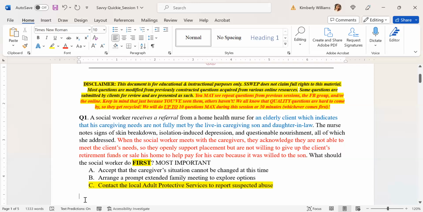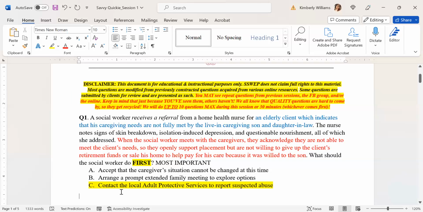Okay, so now I just need one person who said it's C to tell me why. I need you to rationalize why it is C. It's the priority because of all the existing issues that's going on with this person, the broken skin, the isolation, all of that, and refusal to give up the funds. Mm-hmm. So it's basically neglect. Yes, that in summation, very, very good.